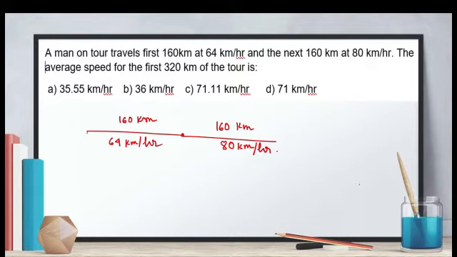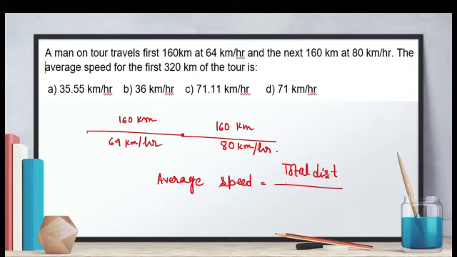So the average speed, we know, is equal to total distance upon total time. What is the total distance here? So we can say that the total distance is 320 kilometer. 160 plus 160, that is 320. What is the total time?